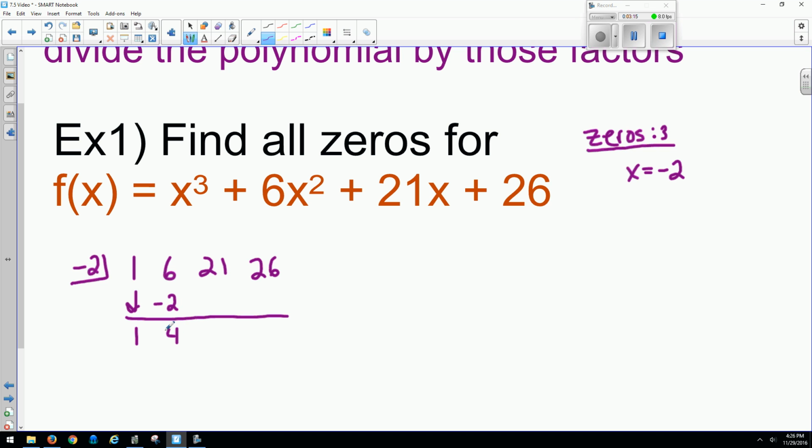Add them together. Multiply -2 times 4. Get -8. That gives us 13. Multiply -2 times 13, and that gives us -26. And that's what we want, to have a remainder of 0.